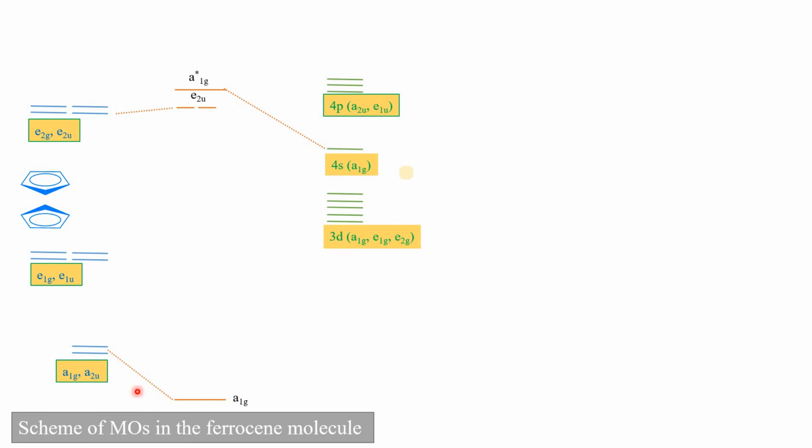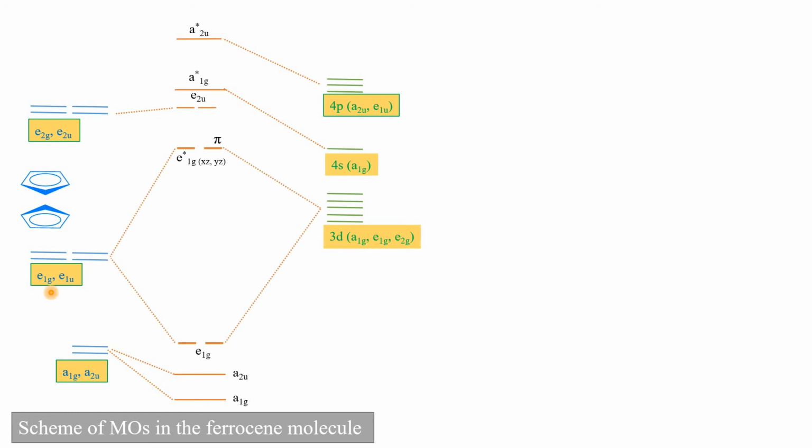Here it is A2U, and here it is A2U. They interact, and there is formation of two molecular orbitals, one with lower energy, which is stabilized, and one with higher energy, which is destabilized. So there is A2U and A star 2U. Okay. Then come to E1G.